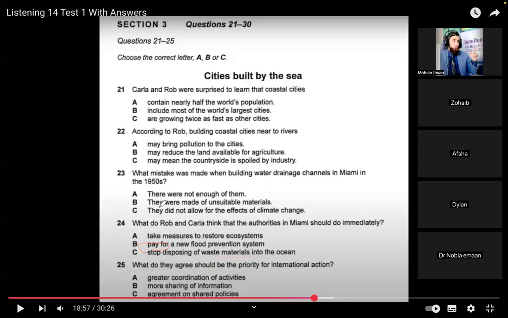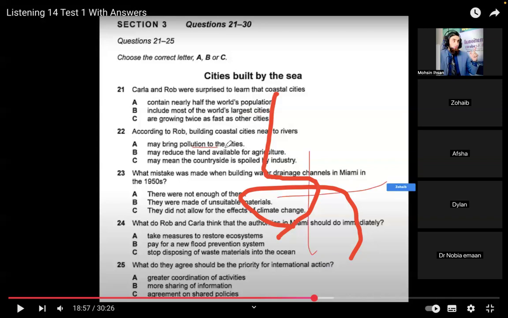And here you saw in question 23, which option was right? Yeah, climate change, which was paraphrased by global warming. And here in question number 1, which option was correct? Largest, biggest cities. And in question number 2, available for agriculture, affected by pollution from the cities, rivers, right? So this is how the synonym technique has been done.